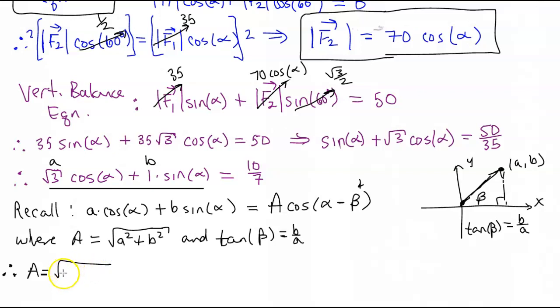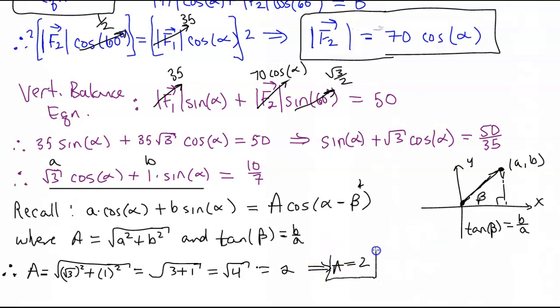So here we have square root of 3 squared plus 1 squared. And that's just going to be 3 plus 1, squared, which is square root of 4, which is 2. So we know our A is 2. And that's just the amplitude of our cosine wave that we'll have.